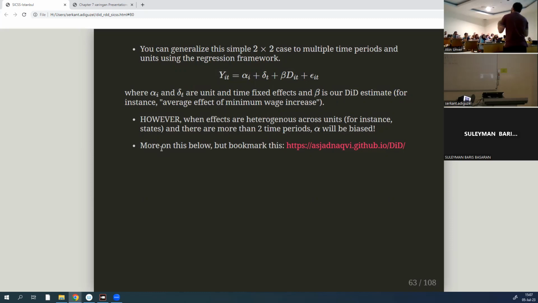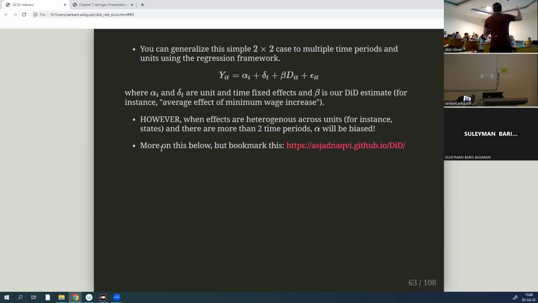If there is variation in treatment timing, meaning that we no longer have New Jersey and Pennsylvania, but we have, let's say, 50 states. New Jersey adopts in 1992. Let's say California changes minimum wage in 1994. I don't know, Nebraska changes in 2000, right? There will be differences in treatment timing.